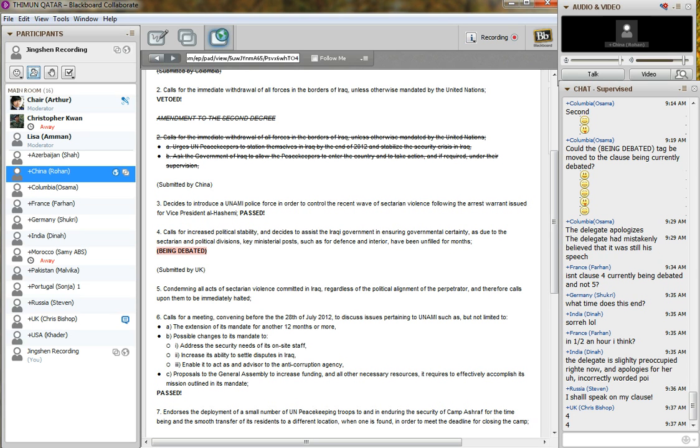Thank you. Would the delegates please yield the floor back to the chair or to another delegate? The delegate yields the floor back to the chair. Thank you. Time against this amendment to the first degree has now elapsed. We will now move directly into voting procedures. There will be votes for and against. All delegates voting for, please click the check. All delegates voting against, please click the cross.